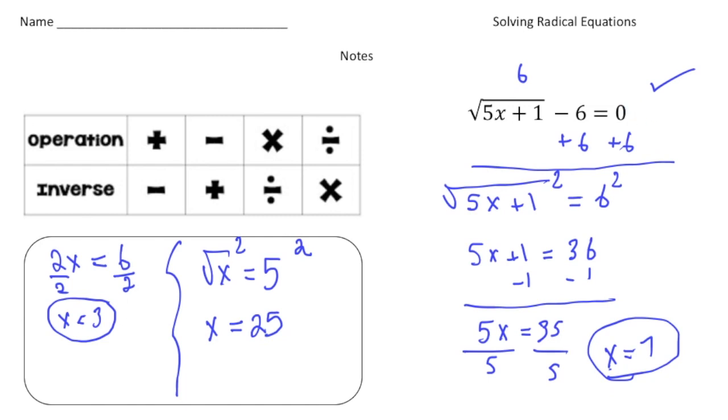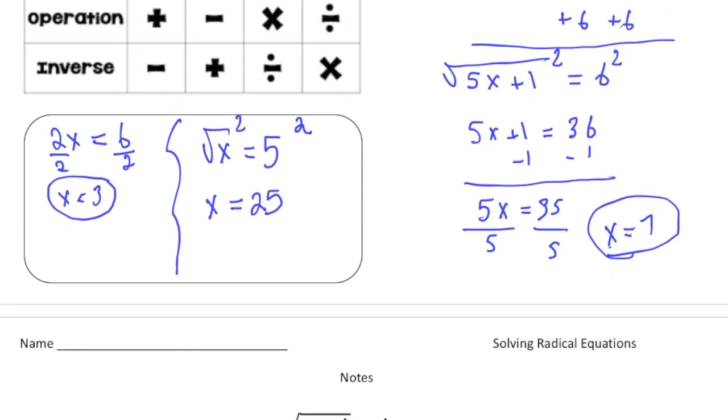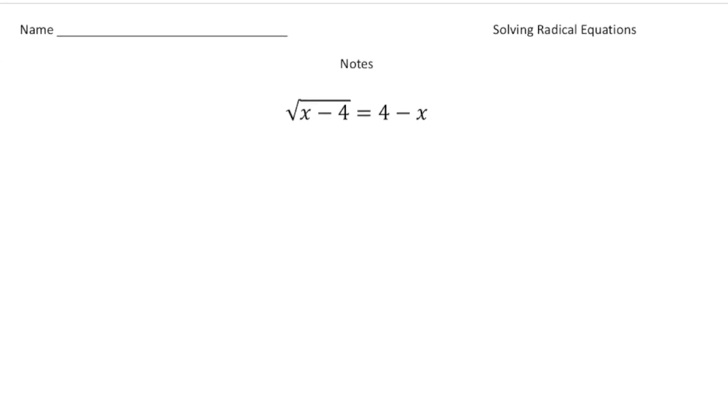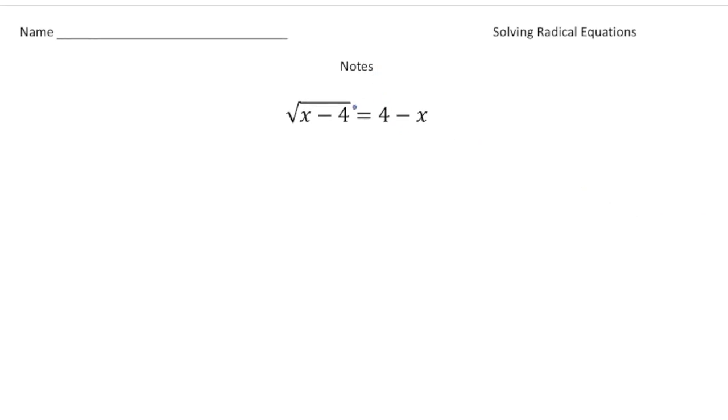All right, let's try one that's a little more advanced. If you turn the page, let's take a look at this one. Here we have the square root of x minus 4 equals 4 minus x. So the first step for this one is we need to square both sides. And that 4 minus x, when we square it, we have to use FOIL. So really what this is going to be is 4 minus x times 4 minus x. And when we square the other side, we're just going to end up with x minus 4.